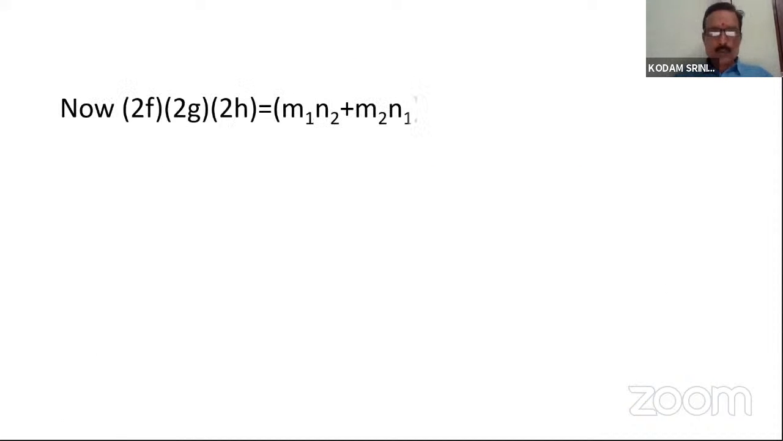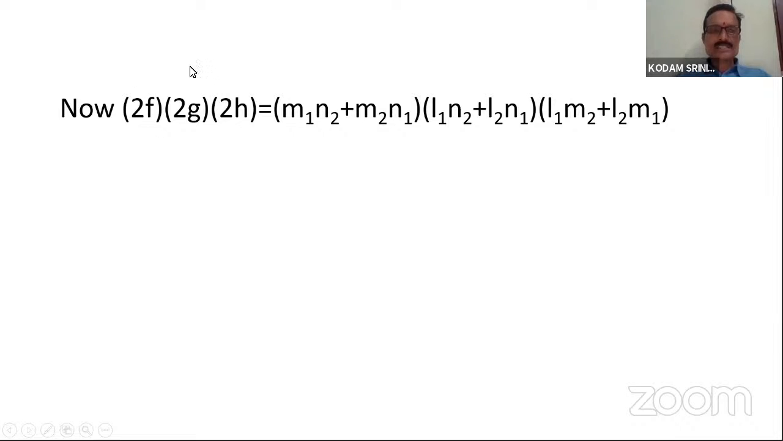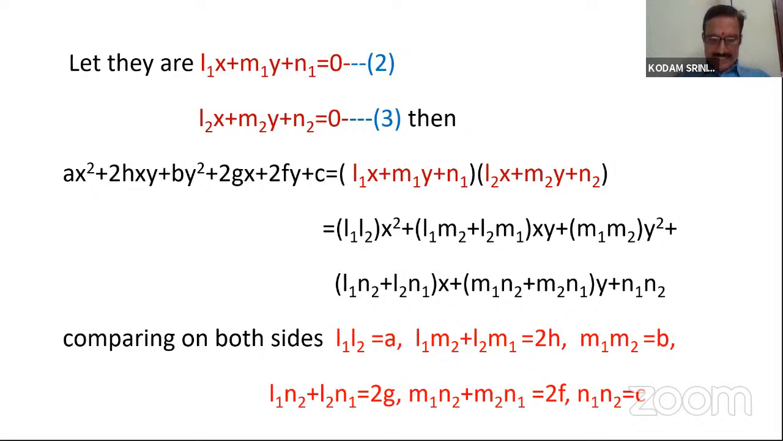Now we have to find the product of these three things, 2f, 2g, 2h. Already we have discussed that 2f equals M1N2 plus M2N1, 2g equals L1N2 plus L2N1, and 2h equals L1M2 plus L2M1. We have to multiply these three things.